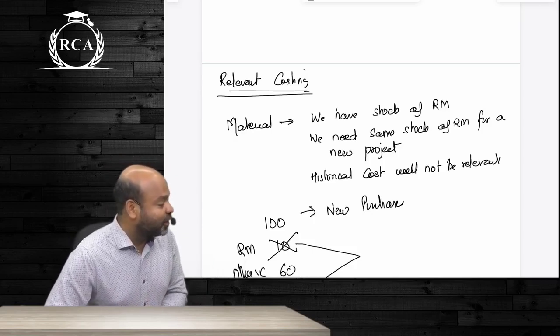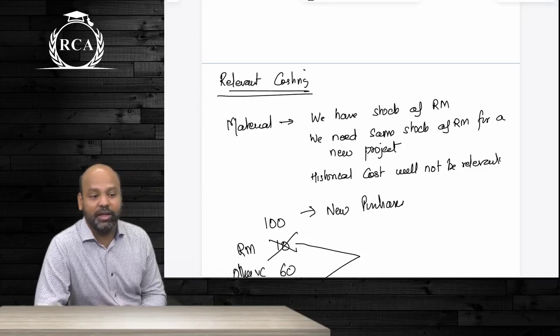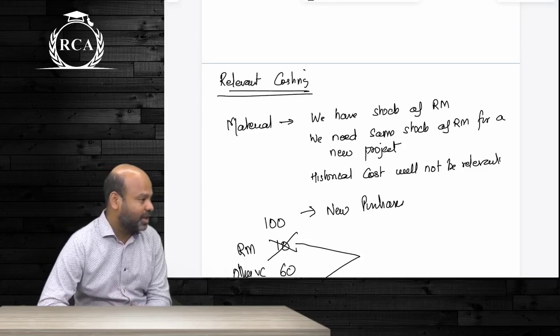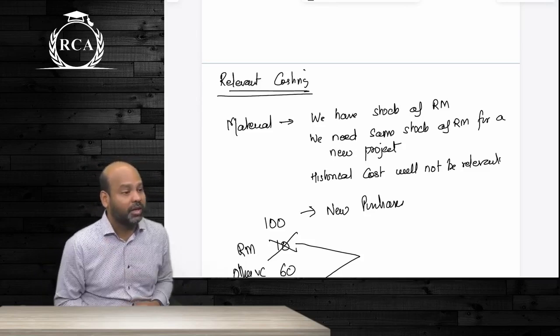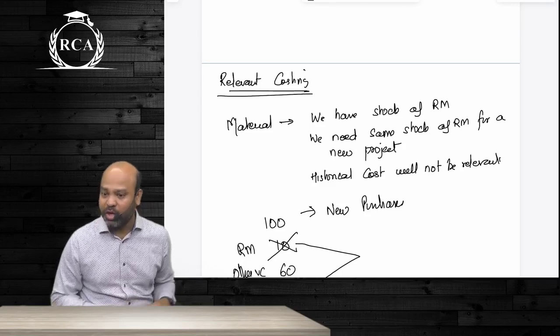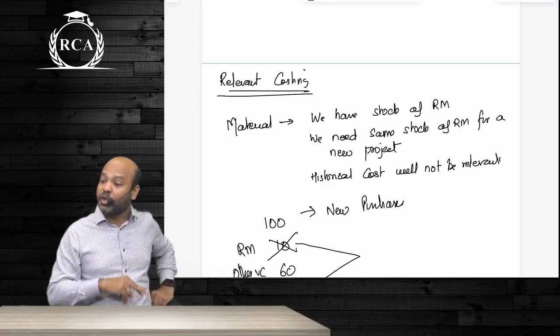So for relevant costing, guys, first, if they say that you're receiving a new order and for that you'll need materials, the first thing that you will have to check is whether you have stocks of that material or not. If you have stocks of that raw material, then what will be relevant will depend on the alternate use.